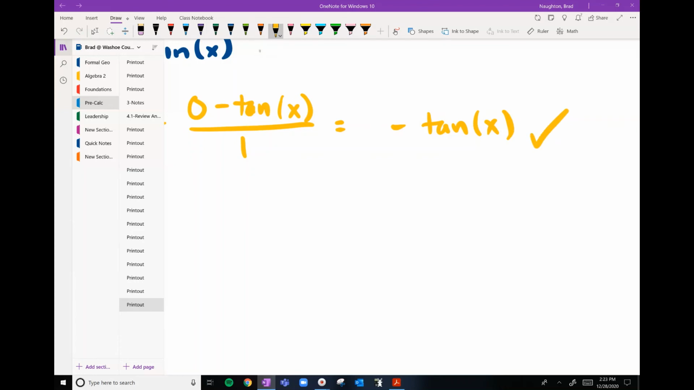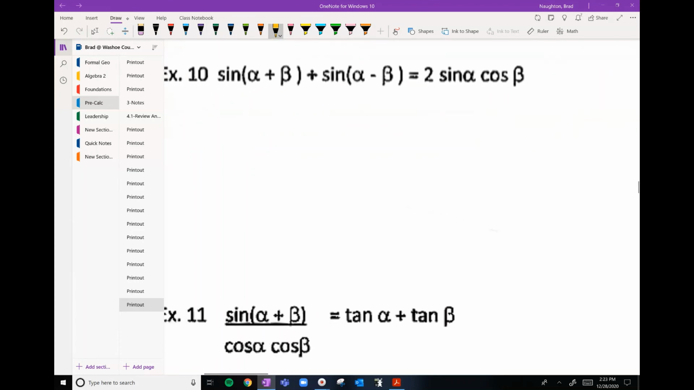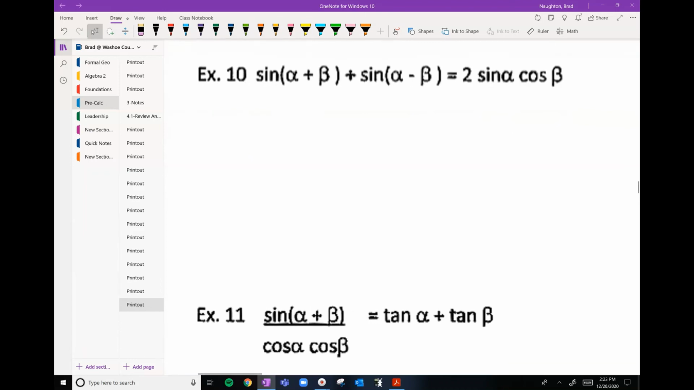Yay! All righty. So this next one looks a little bit funky, but that's just because of our Greek symbols. So this is alpha and this is beta. So notice we have alphas and betas here all over the place.